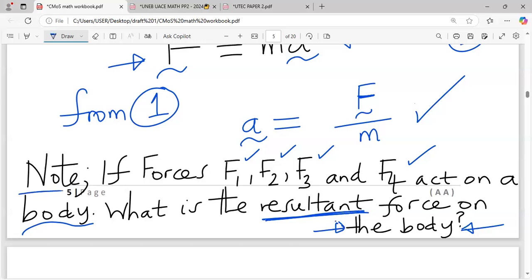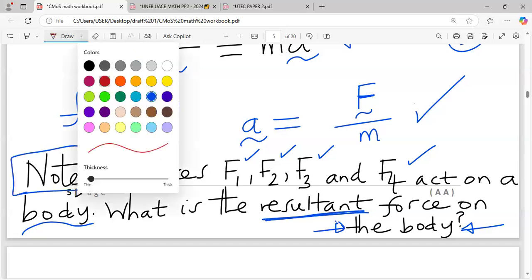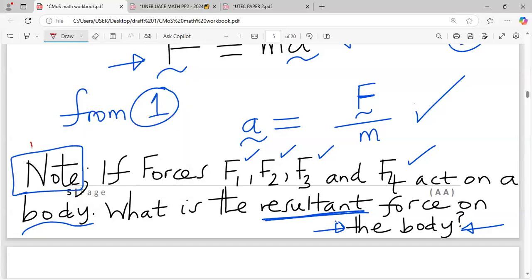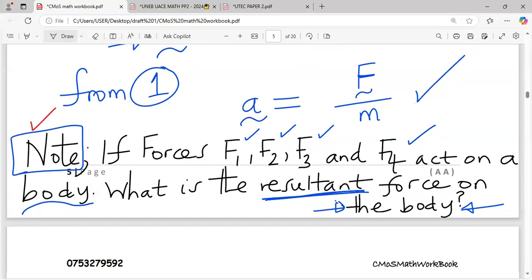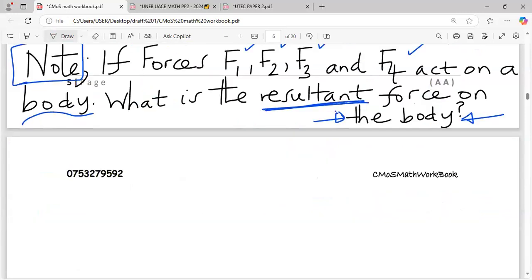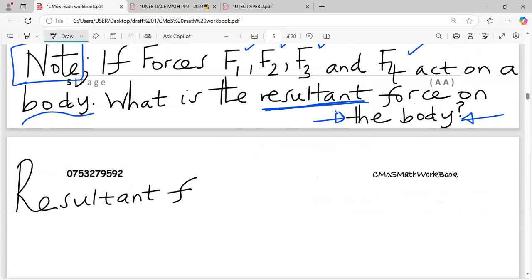I'm bringing in a note, but in form of a question. And that note is very important. Everything I give a red tick, just know it is sensitive. What is the resultant force in that case? You can raise up your hand and tell us, or you write in the chat. What is the resultant force?